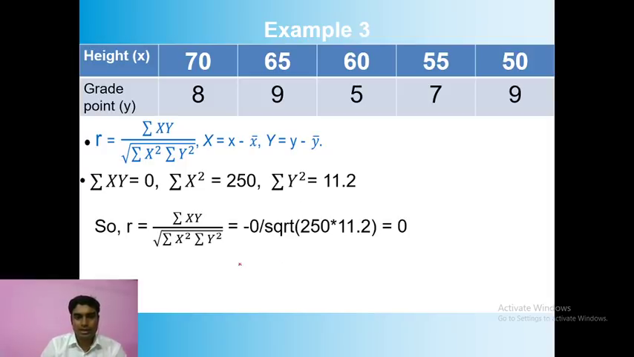So I can see that there is no correlation. So r is also called zero correlation or no correlation present between these variables x and y, and the value of the correlation is 0. Okay, so that's all for today's lecture.